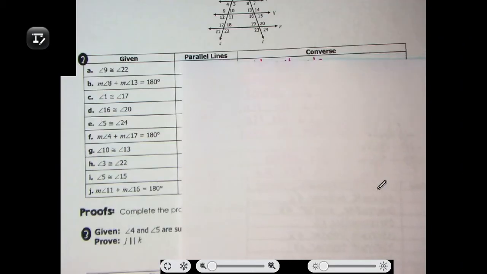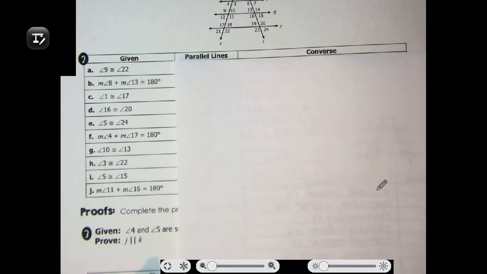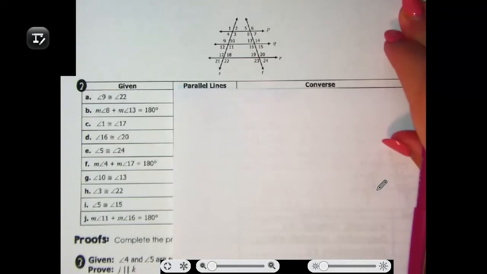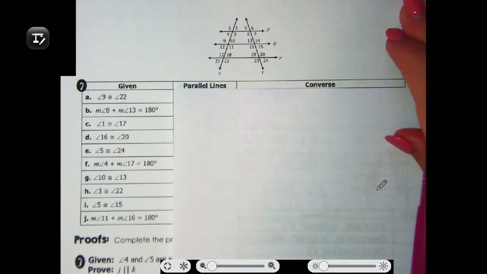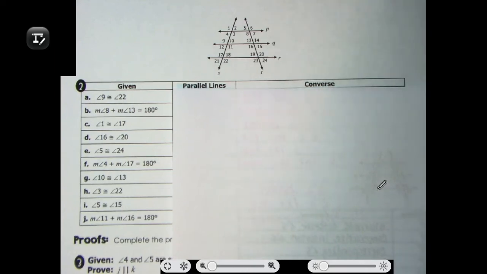So on the back here, there's another problem that I'd like you to try on your own. See what you can figure out, just looking at which lines are parallel, what transversal they are being cut by, and then what type of angles they are. So give this one a try, pause the video and see if you can figure any of these out, and then we'll go for the answers.